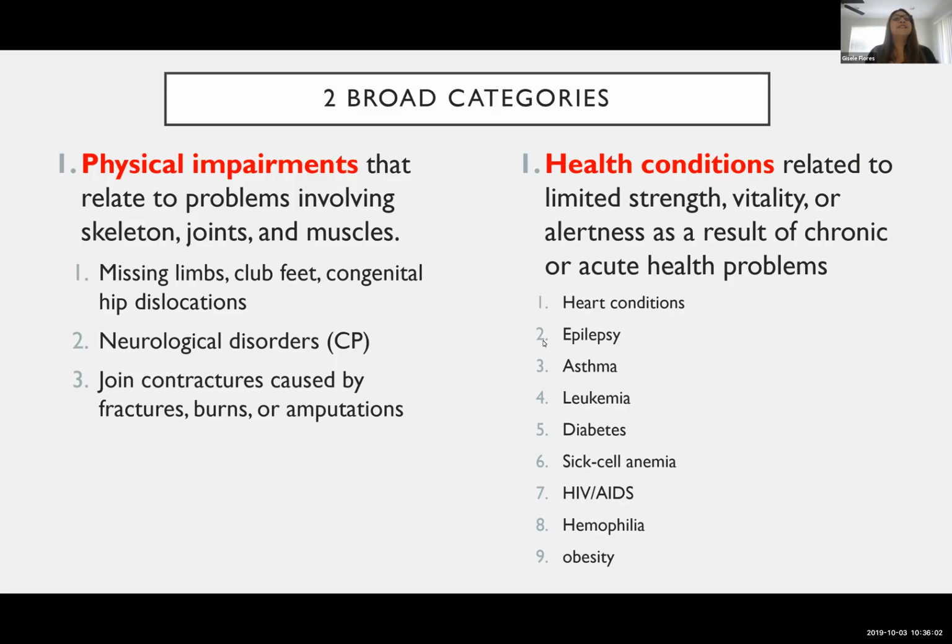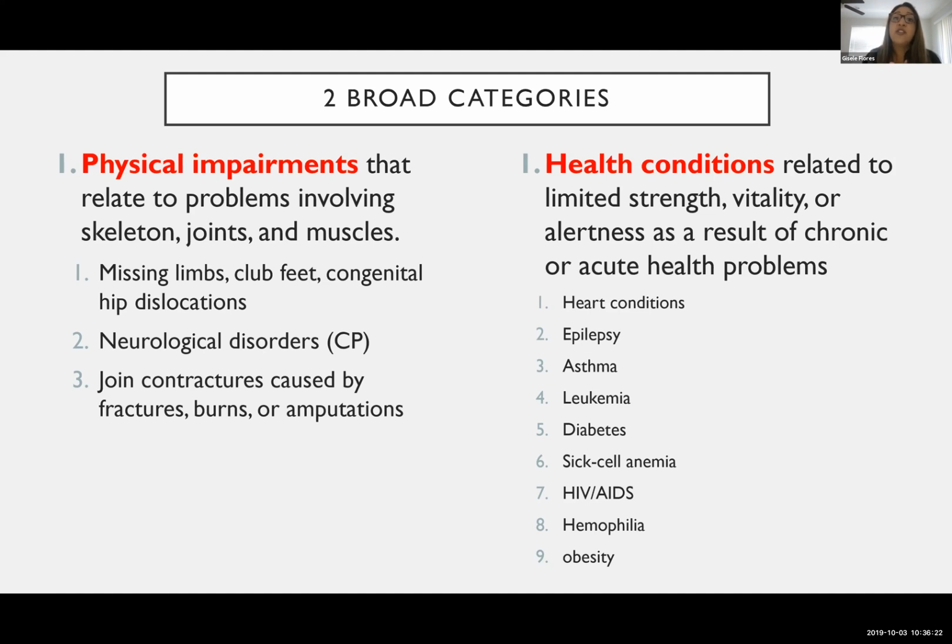Okay, today we will be talking about physical impairments and health conditions, with a focus on physical impairments. So we want to make sure to separate these two categories, even though they can occur simultaneously. Physical impairments relate to any problems involving the skeleton, the joints, or the muscles.